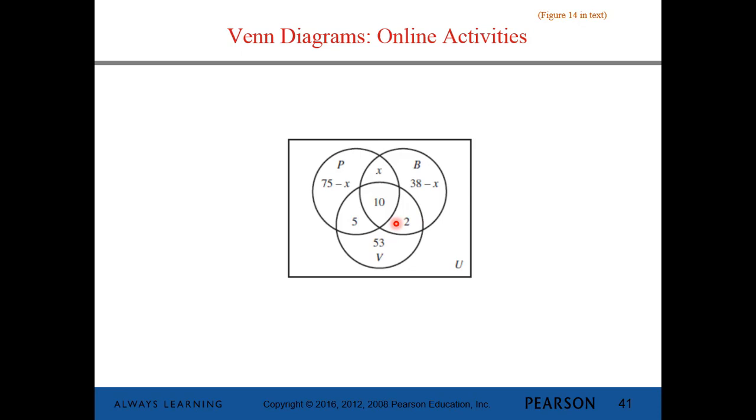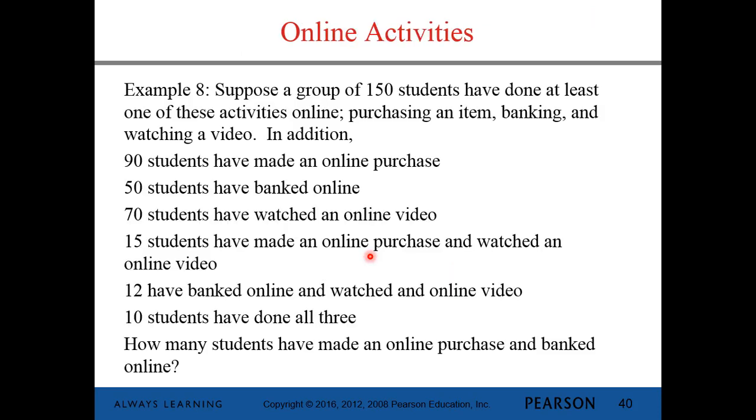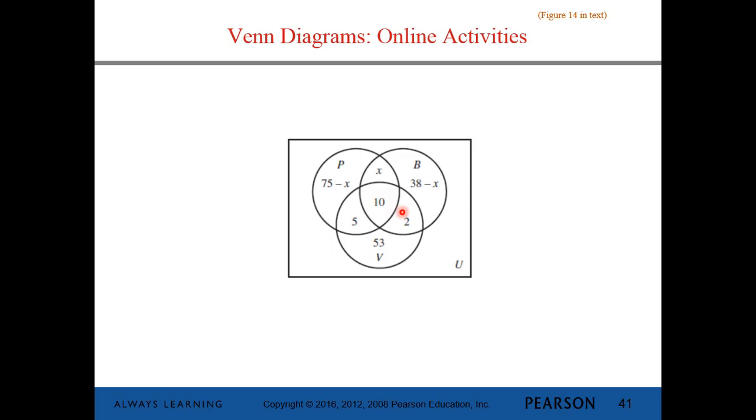Now, we can find this one because we know that there are a total of 70 who have watched an online video. So now we can add these three regions and then subtract from 70. So this adds up to what? 17. 70 minus 17 is 53. So now we know these 4 regions.